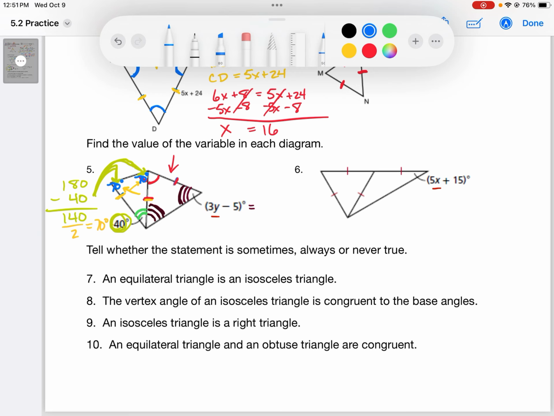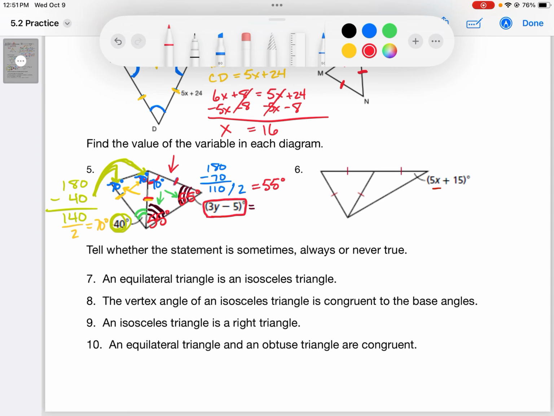Now that's hugely helpful for me, because I now know, because of my matching markings, that this angle is also 70 degrees. And if it's 70 degrees and the other two are equal, that means they are going to be whatever's left over from 180 minus 70, which is 110. And if they're equal, that means they are both 55 degrees. I hope this is making sense.